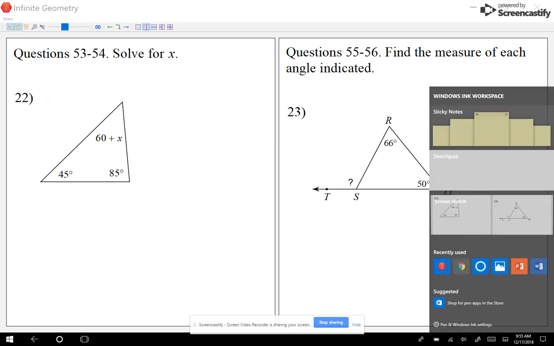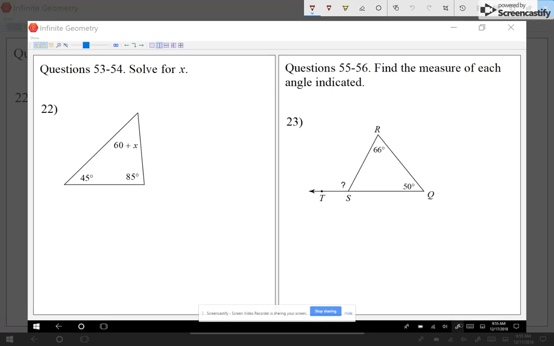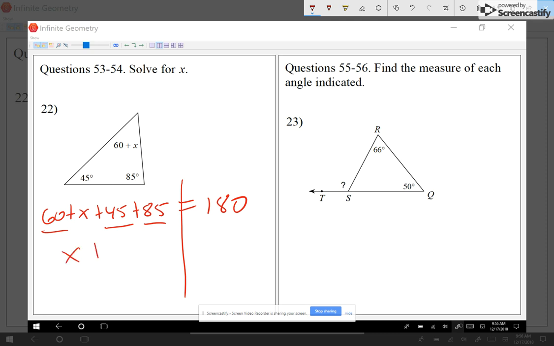Lastly, let me take a look at 22 and 23. Number 22, we're dealing with the three angles of a triangle. So I'm just going to add them all. 60 plus X plus 45 plus 85. I'm going to add everything, and it's equal to 180. The left side, I can combine 60 plus 45 plus 85. That is 190. So I have X plus 190 is equal to 180. We'll just subtract 190, and we get that X equals negative 10. X can be negative, so negative 10 is okay.